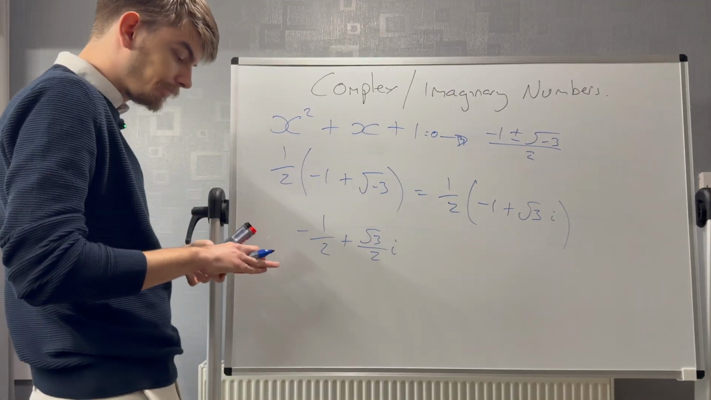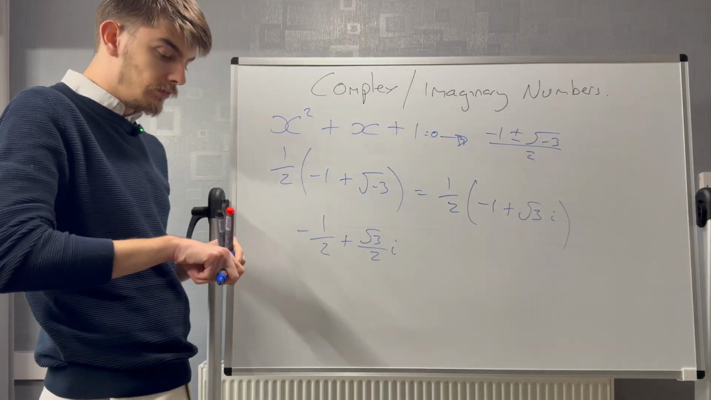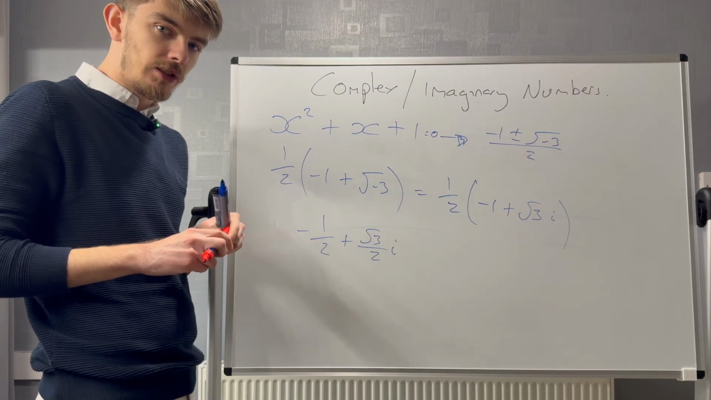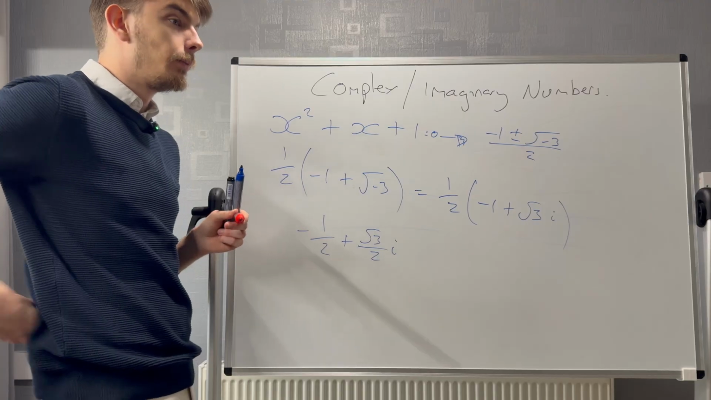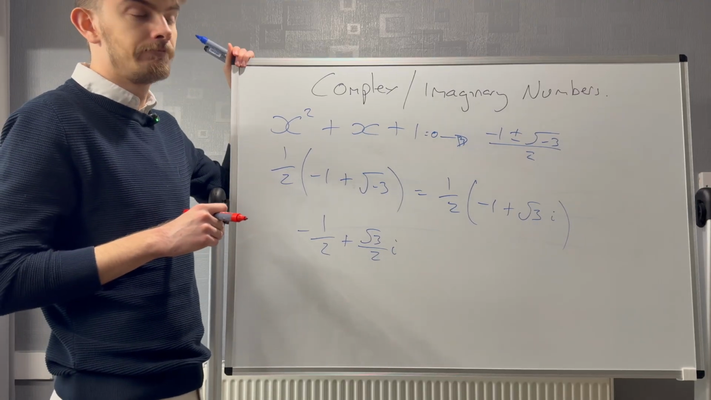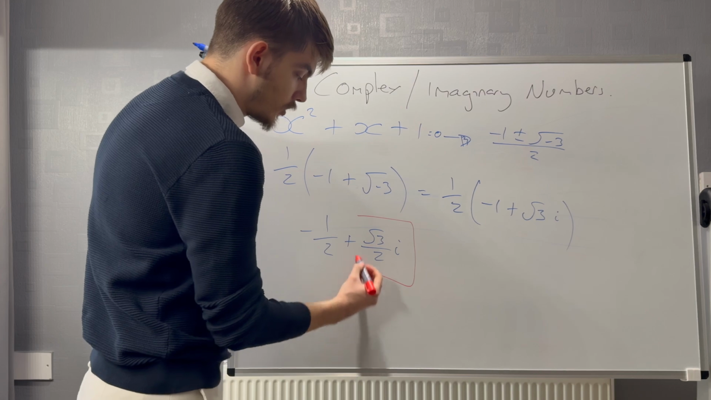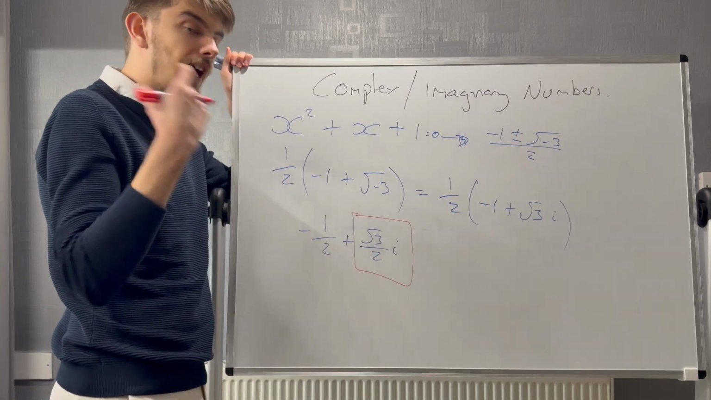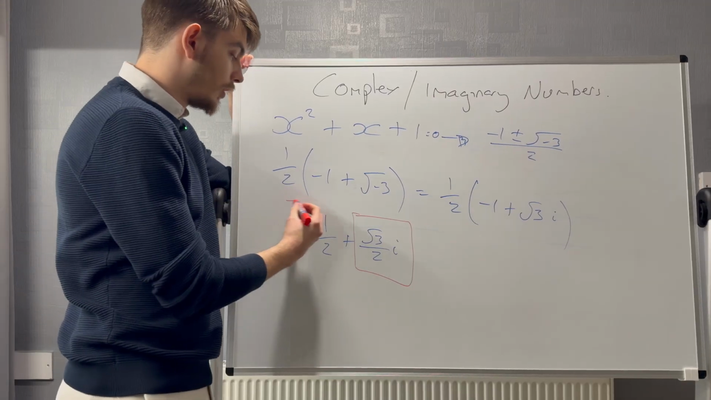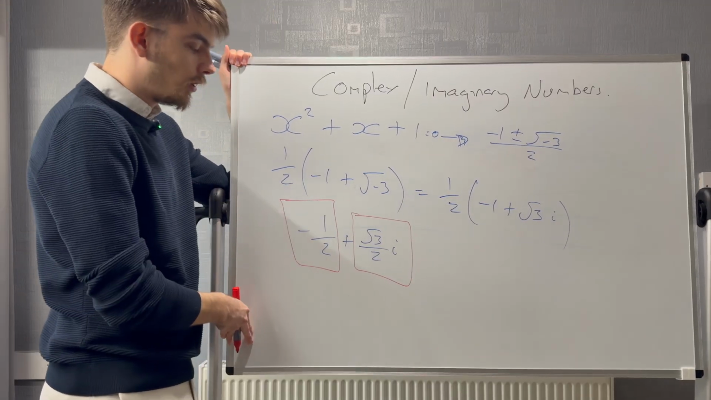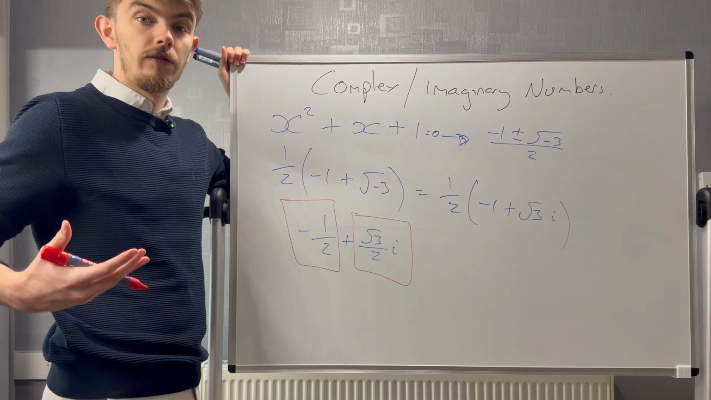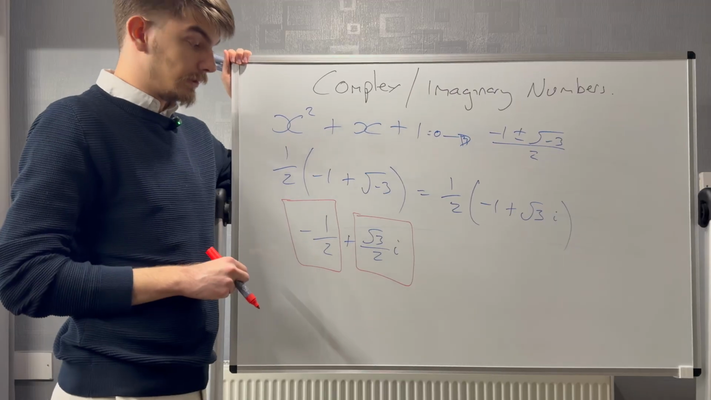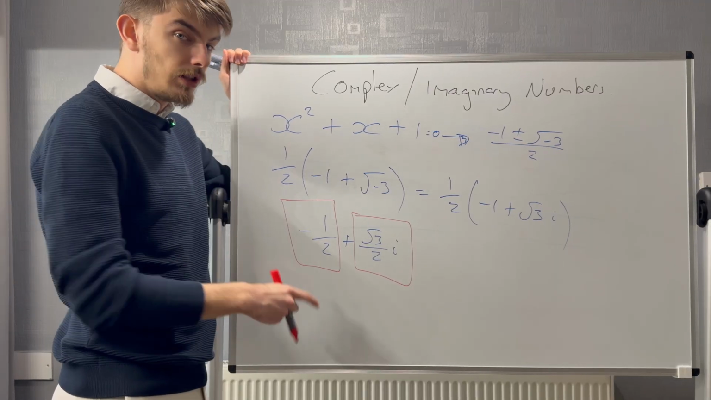Now, what I've got here is a complex number. Why is this a complex number? It's a complex number because it's got a little bit of everything. I've got an imaginary number here. Root 3 over 2 times by i. That is an imaginary number. But over here, I've got a real number, minus a half. It's real, okay? We've all seen it and used it before, hopefully. It's a real number.